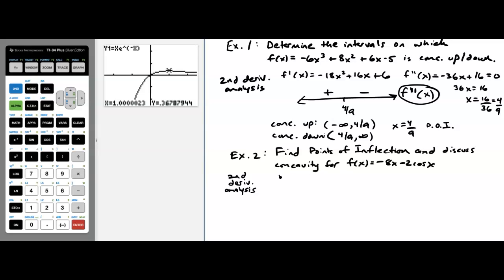So we need to do our first derivative, and our first derivative is going to be negative 8 minus 2 times negative sine of x, or if I simplify that, the first derivative is negative 8 plus 2 sine of x, which makes our second derivative actually pretty simple second derivative to work with. It's going to be just, that goes away, so it's just going to be 2 cosine x. And so we need to see when this is undefined or when it's equal to 0, and we'll put those values on this number line.